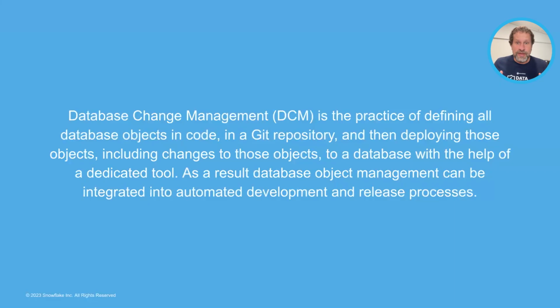The specific area that we're talking about here is database change management. This is the practice of defining your objects, all of those database objects that we showed earlier, in code, which means in a Git repository, and then deploying those objects and changes to them to your database. We'll talk about how Snowflake enables that. By having this practice and this capability, you can automate, incorporate it into a DevOps pipeline, and do other things with it as well. This is the core of what we want to do: managing our objects in code and deploying them.